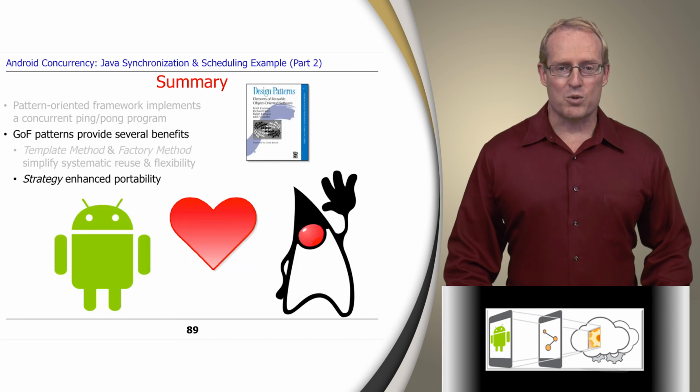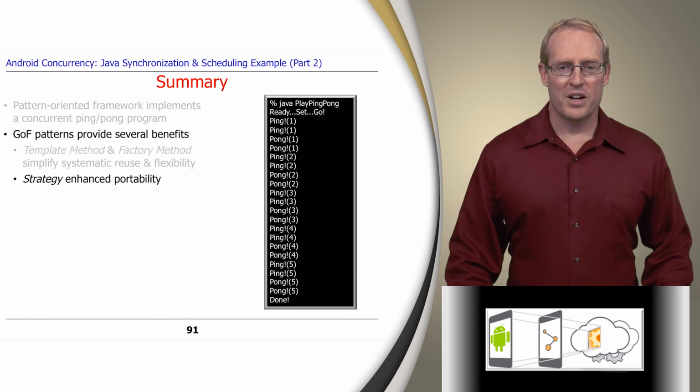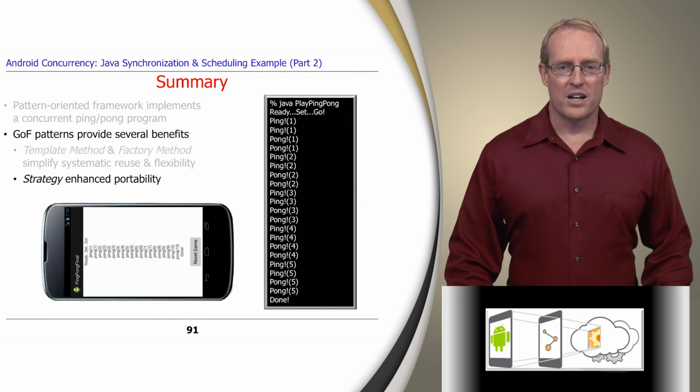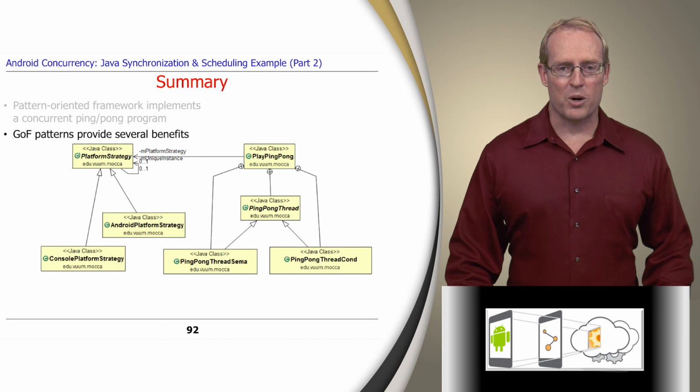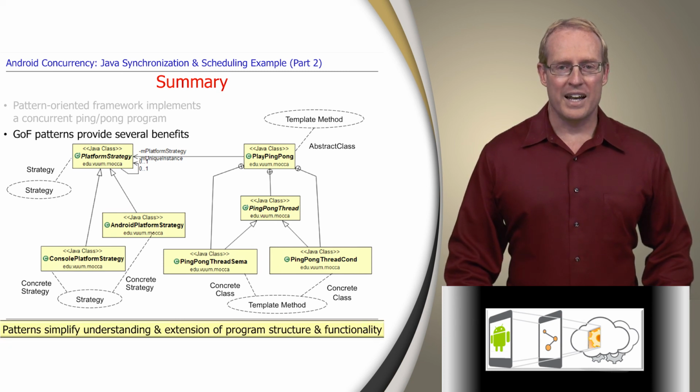The use of the Gang of Four strategy pattern enhanced portability by defining a platform strategy class hierarchy that factors out different ways of printing ping and pong and coordinating the completion of printing operations on different runtime platforms, such as a Java console application versus an Android application. Although there are many classes in this framework-based solution, knowledge of the patterns that motivate and guide its design and implementation greatly simplifies both understanding how it works and how to extend it to support new requirements and environments.